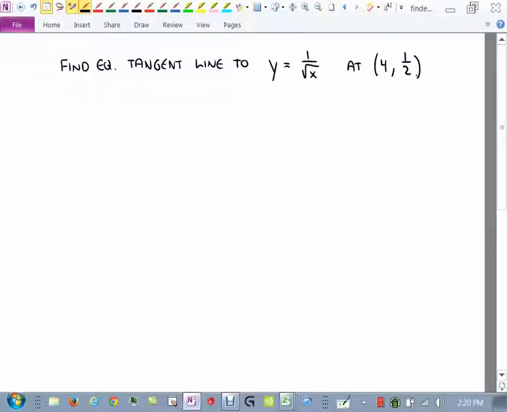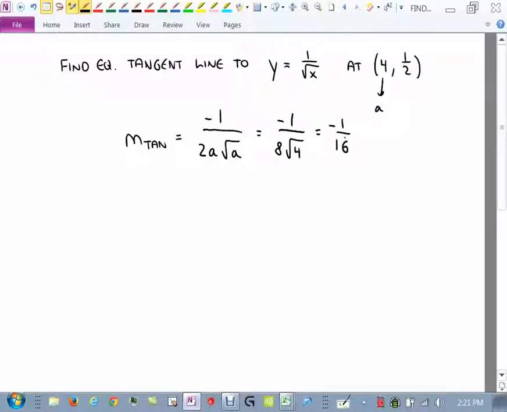Then using what we just figured out, we know that the slope of the tangent line at any point, x equals a, is -1 over 2a root a. So if here a is 4, we plug in 4 here, you get -1 over, let's see, 2 times 4 is 8 times the square root of 4, which is 2, so we get -1/16. So we know we have a negative slope there. So the equation of tangent line would be y minus y1, which is 1/2, equals the slope, -1/16, x minus x1, x minus 4. And then we could simplify it. We could try and get y by itself, but that's the equation.